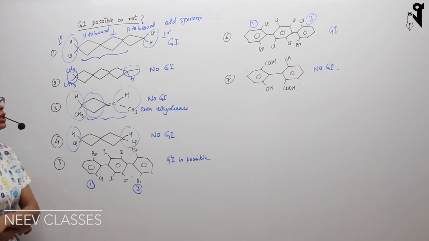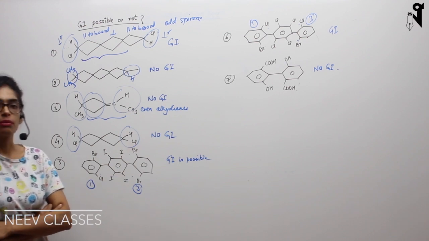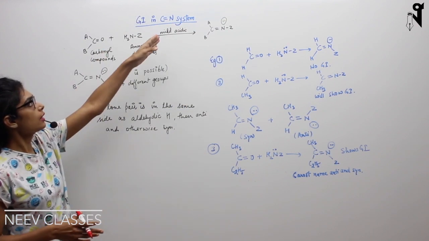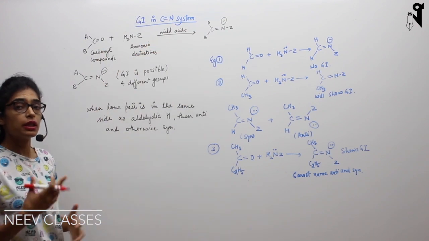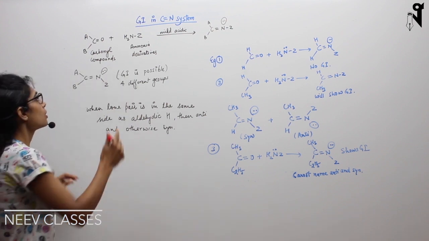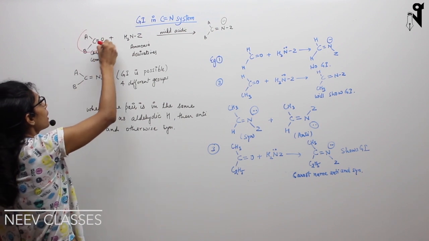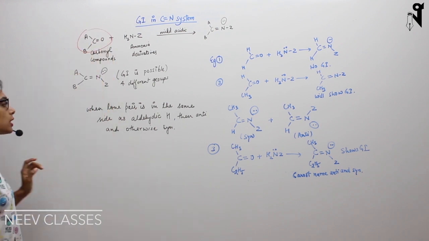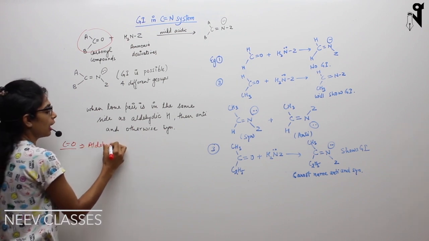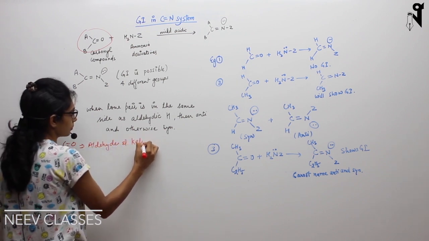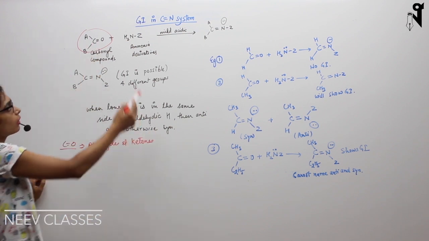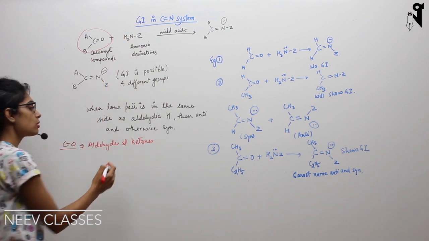Now we will talk about geometrical isomerism in carbon double bond nitrogen structure. Let's understand GI in the C double bond N system. First of all, we will understand how this carbon double bond nitrogen system forms, and then we will see GI in it. If you have taken any carbonyl compound, it is the one which has carbon double bond oxygen. So basically all aldehydes and ketones come under this. You have taken a carbonyl compound and reacted it with an ammonia derivative. NH3 is ammonia.